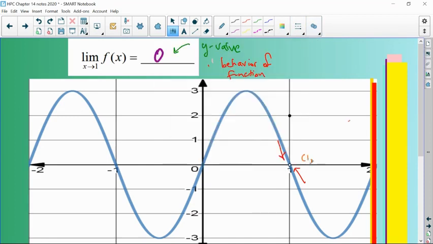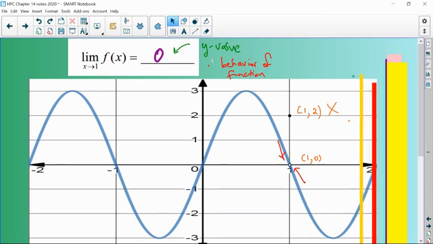There's a hole at (1, 0), and up here instead there's a function value when x is 1. The function value is actually 2. Okay, but here's the thing. It doesn't matter what the function value is. What matters is, well, what should it have been? What do both sides get closer and closer and closer to?